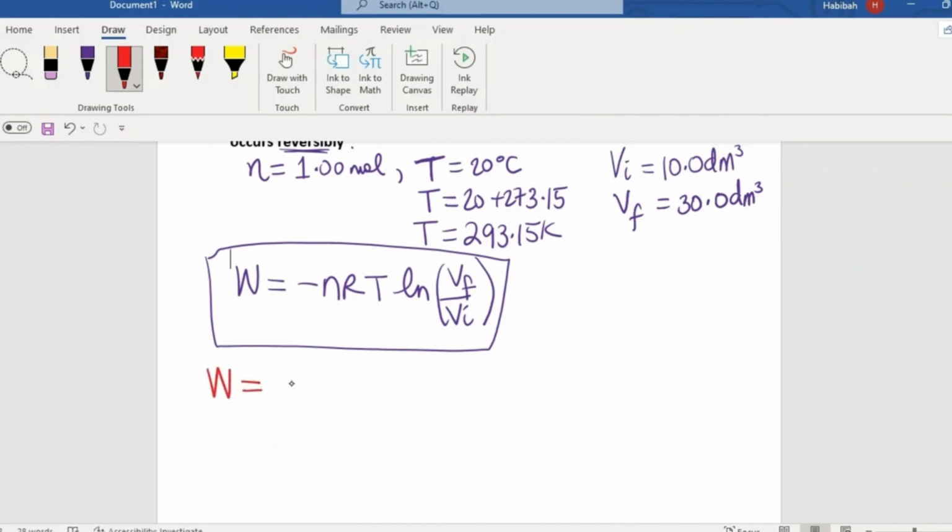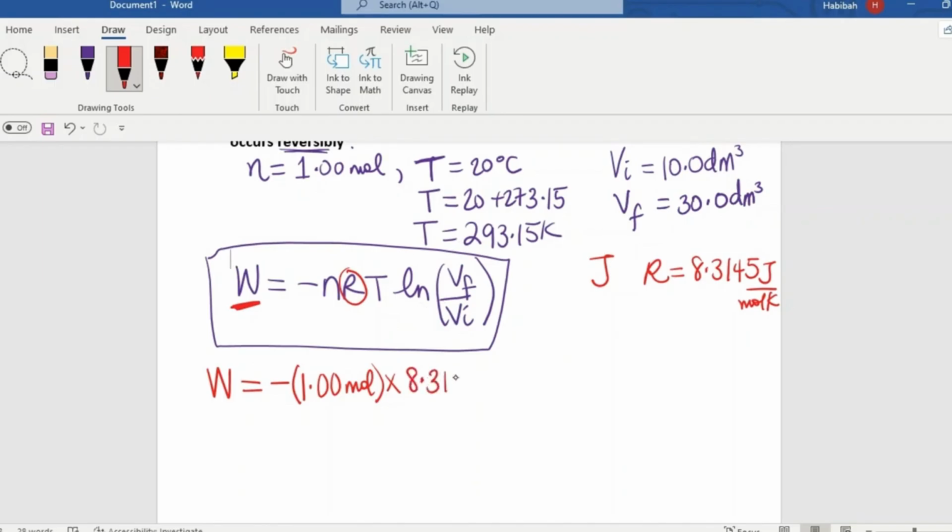So work equals negative 1.0 mole times the gas constant that we're going to be using in this equation. We know work is in joules, so we're looking for a gas constant that lets us get our answer for work in joules. The gas constant we're going to use is 8.3145 joules per mole Kelvin. This is one of the gas constants with units joules per mole Kelvin, so that's going to be inputted here.